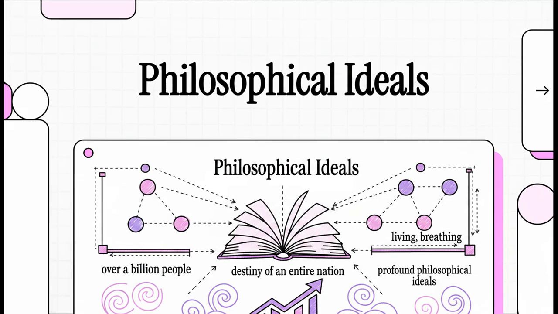Today, we are unpacking something absolutely massive. We so often think of constitutions as these dusty, incredibly dense legal textbooks just sitting on a shelf somewhere gathering cobwebs. But I want you to completely shift your perspective today. Don't think of the Indian Constitution as just some boring rule book. Think of it as a living, breathing architectural blueprint for over 1 billion people. It's a document built on profound philosophical ideals, literally designed to shape the destiny of an entire nation.